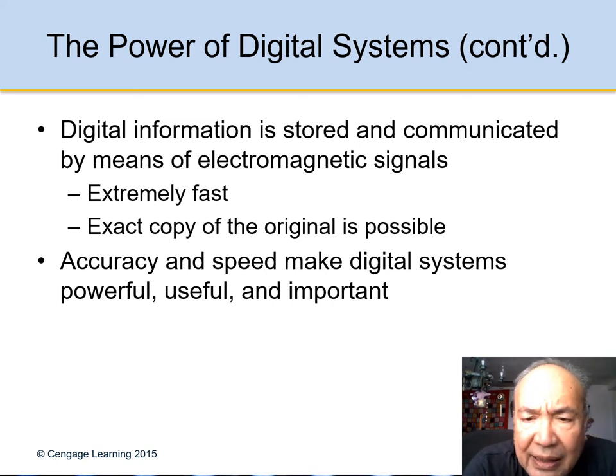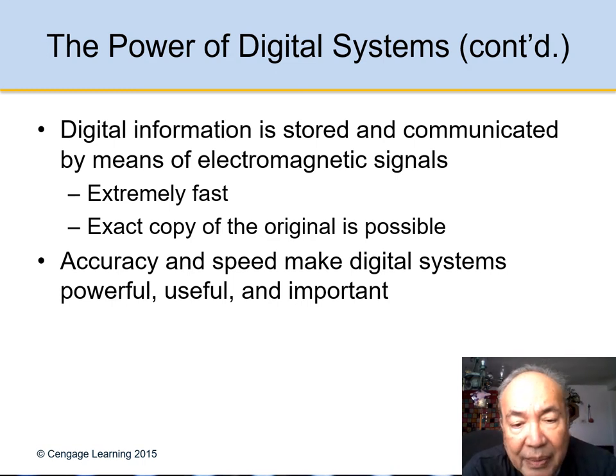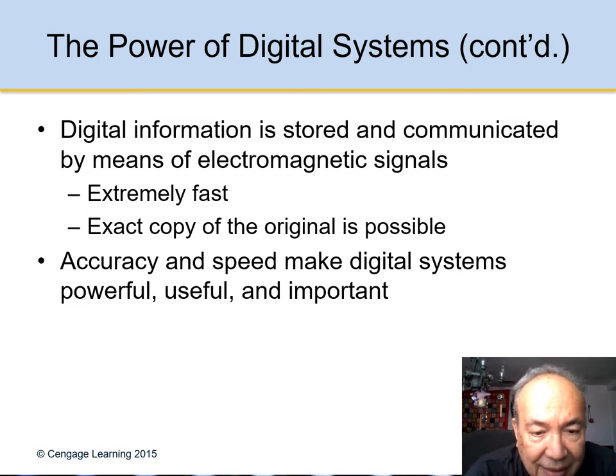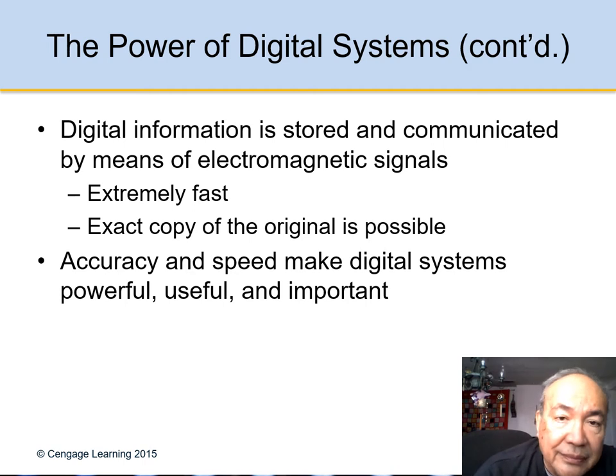Now, what are the good things about digital computers? Digital information is stored and communicated by means of electronic magnetic signals, like zeros and ones. They are extremely fast. Copy of the original is possible. You can copy and paste, copy and paste. Accuracy and speed make digital systems powerful, useful, and important. Whatever you copy, that's what you paste.